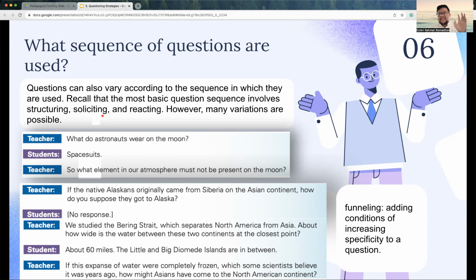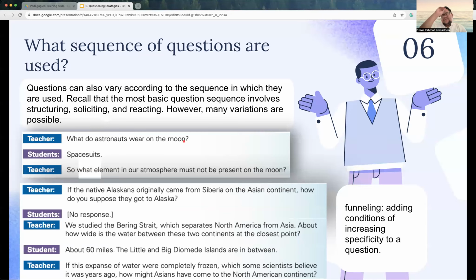So structuring is done by yourself, soliciting is giving the questions to the student, and then the student answers, and then you have to react to the student's answer. But there are so many types of sequences that you can use actually. So, for example, the first sample here: what do astronauts wear on the moon? And then the student says, oh, spacesuit.